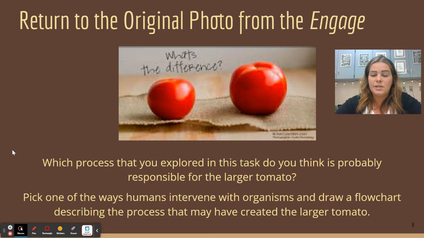Okay, so your final task is we're going to return to that original photo. Remember, these are our two tomatoes. I want you to think about which process that you have explored in this task is probably responsible for the larger tomato. I want you to pick one of the ways humans intervene with organisms and draw a flow chart. Remember, that means step one, they do this, step two, they do this, step three. So draw a flow chart describing the process that may have created the larger tomato. You can pick either one, whatever you think is probably a better explanation for this photo. You can put that in your journal, either underneath the Venn diagram model you just made, or on the next page.